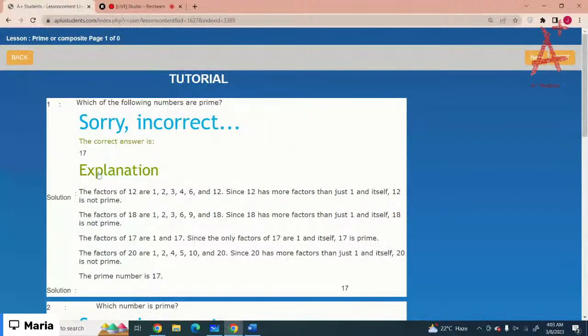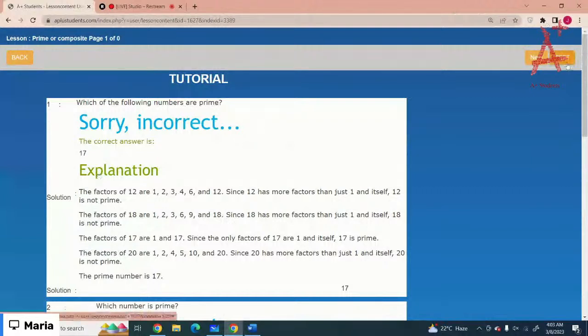Okay, the factors of 18 are 1, 2, 3, 6, 9, and 18. Since 18 has more factors than 1 and itself, 18 is not prime. Got it? So the factors of 17 are 17 and 1. So the only factors are 17 and 1. So 17 is a prime. Got it? Let's just start with the test questions.